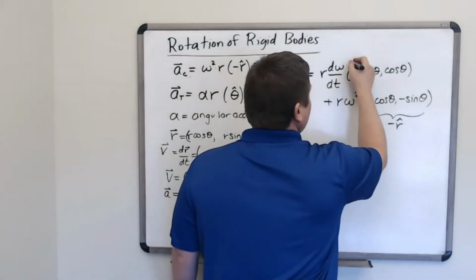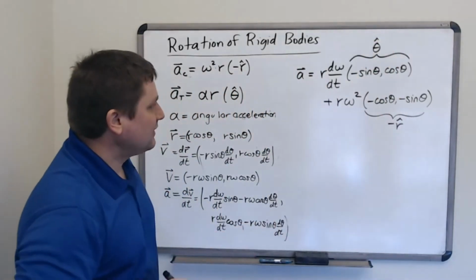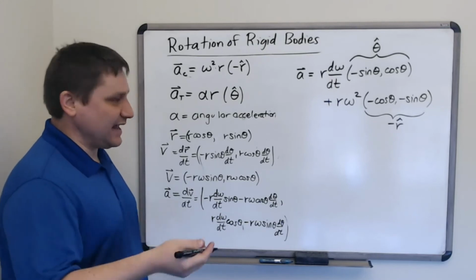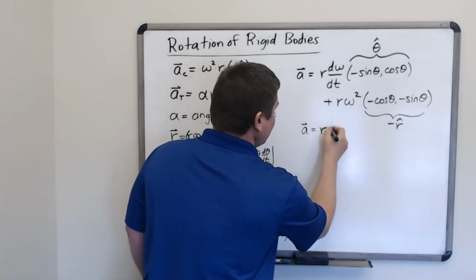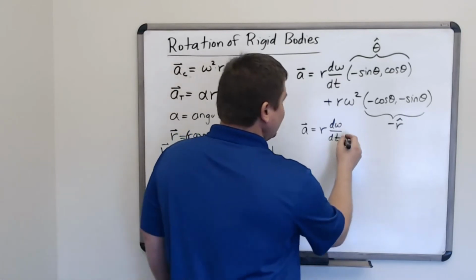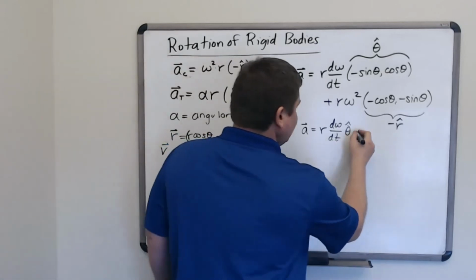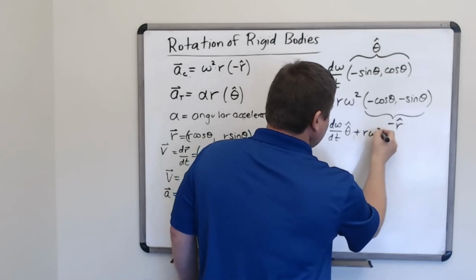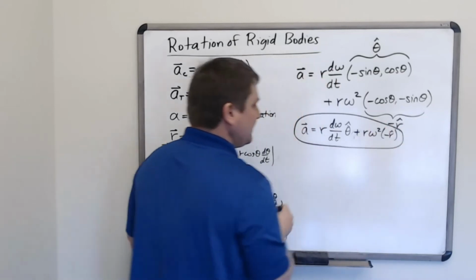And this vector component here is our theta hat. That's a vector that has length 1 that's always tangential to the circle at the angle theta. All right, so what we get here is the acceleration is r times the time derivative of the angular velocity times the tangential direction, plus r omega squared times minus r hat. So this is what we get for the full form of the acceleration.